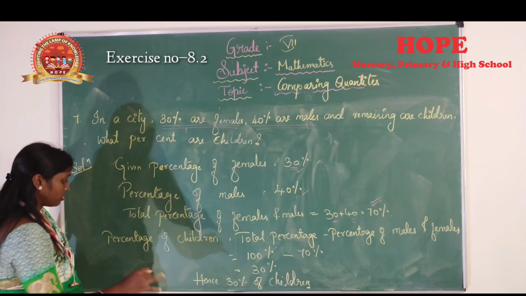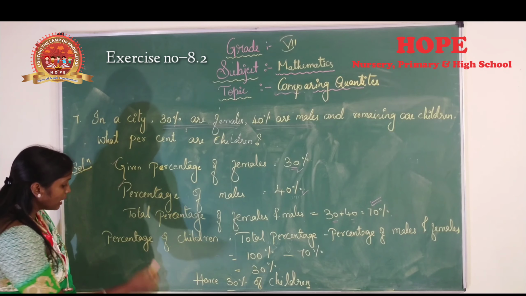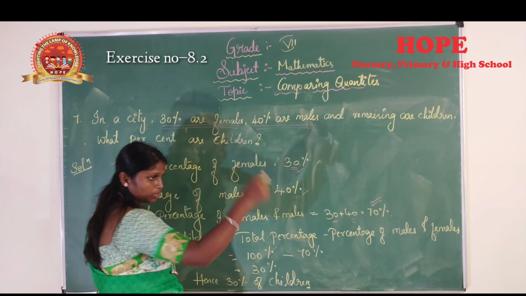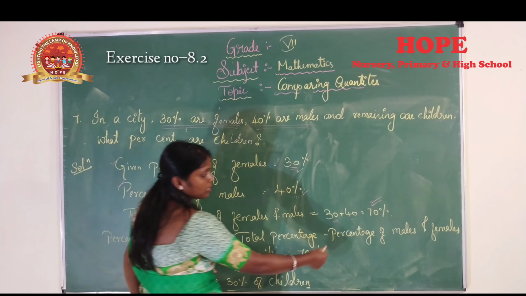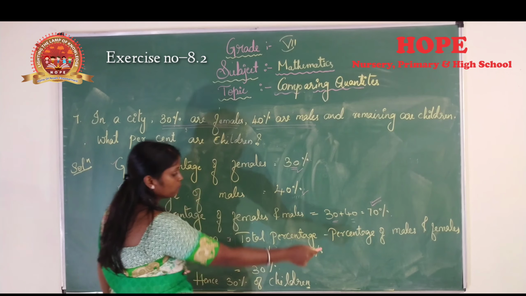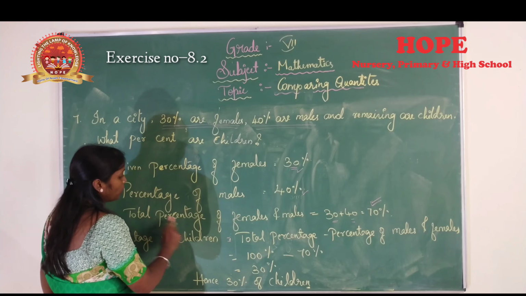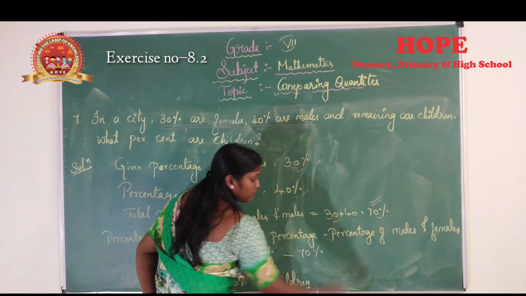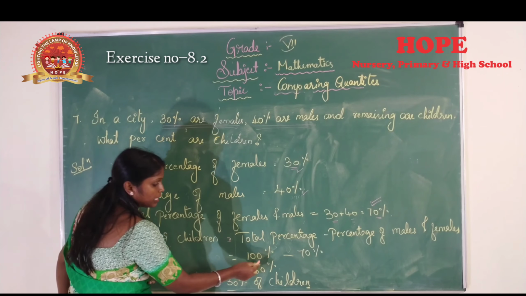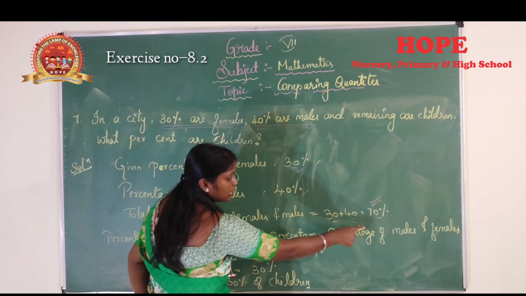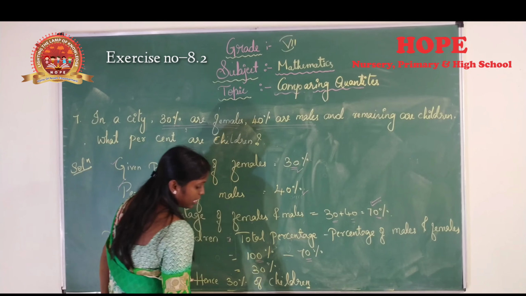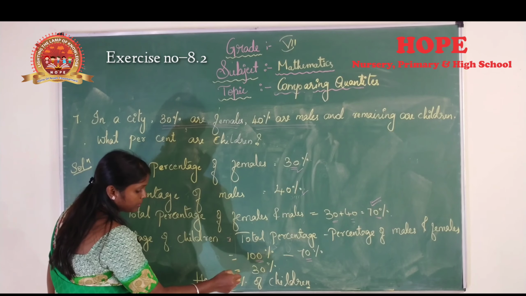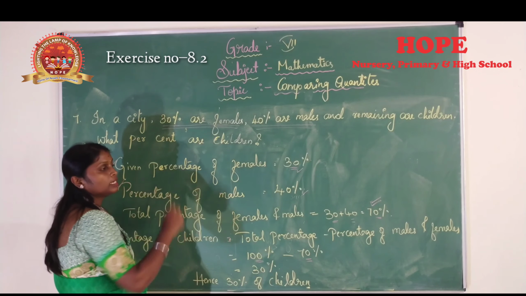Percentage of children. To calculate the percentage of children, it will be total percentage of that city minus percentage of males and females, which we have already calculated. Total percentage of females and males is 30 plus 40, which is equal to 70%. So the total percent is 100 minus the percentage of males and females, 70. 100 minus 70 is 30%. So this 30% are the children in the city.